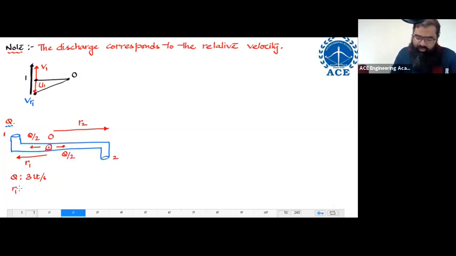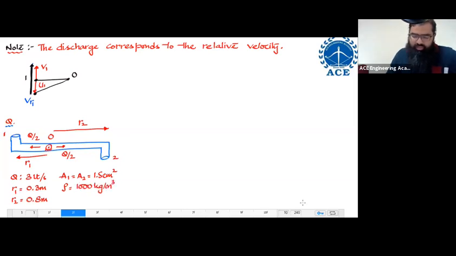The value of R1 is equal to 0.3 meters. The value of R2 is equal to 0.8 meters. R1 and R2 are given to you. The cross-section area at nozzle 1 is equal to the cross-section area at nozzle 2. Let us say it is equal to 1.5 centimeter square. Water is a fluid, so density over here is equal to 1000 kg per meter cube.